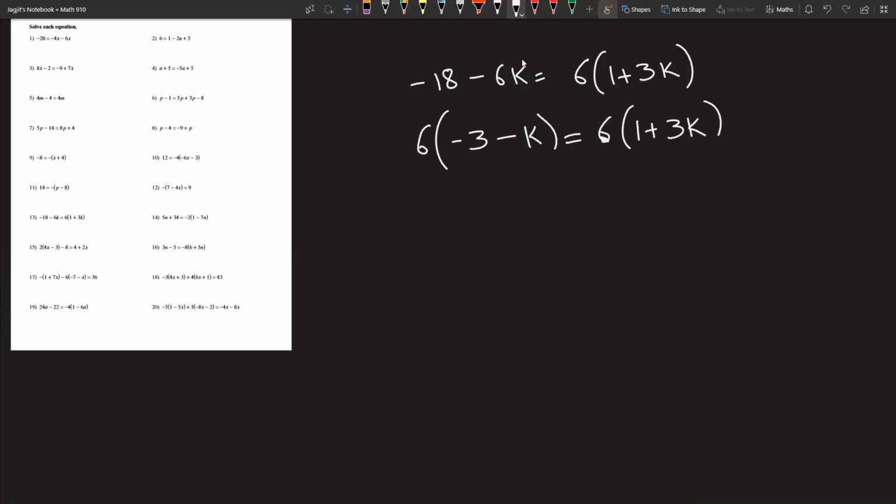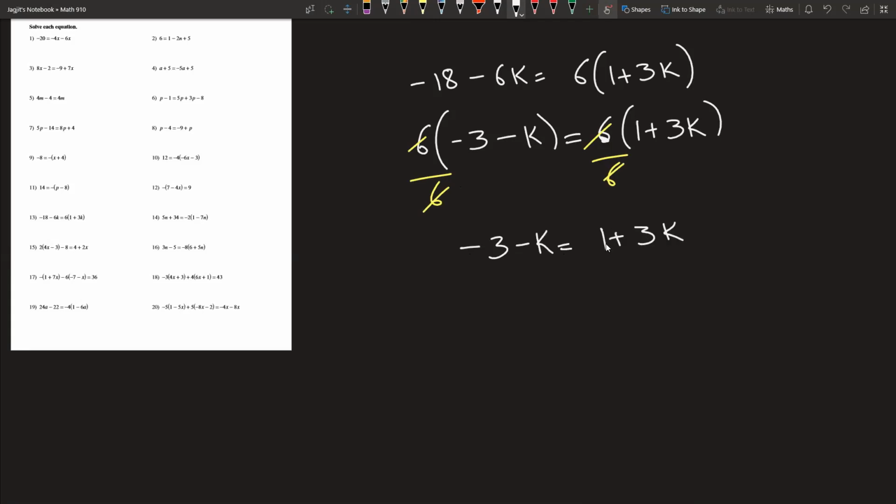Okay, so guys, you know what? If you look at this, I have 6 here, I have 6 here. If you divide both sides by 6, what's going to happen? Those 6's are going to cancel. So if you do that, your calculations are going to be a lot easier. And you got minus 3 minus k is equal to 1 plus 3k.